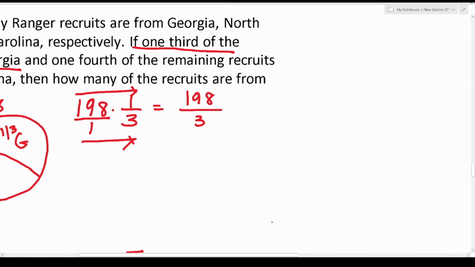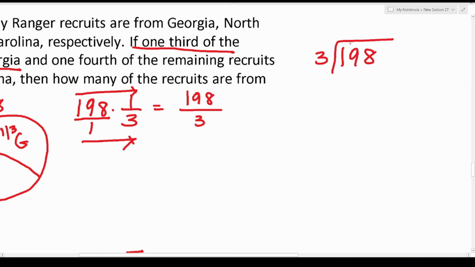All right, so let's go ahead and work this out. A quick way to test if a number is divisible by 3 is to sum all the digits. So 1 plus 9 is 10, plus 8 is 18. 18 divided by 3 is 6. So since 18 divides by 3 evenly, I know 198 is also going to divide by 3 evenly. So this is going to be 198 divided by 3.